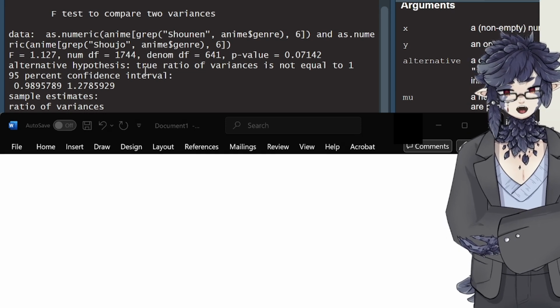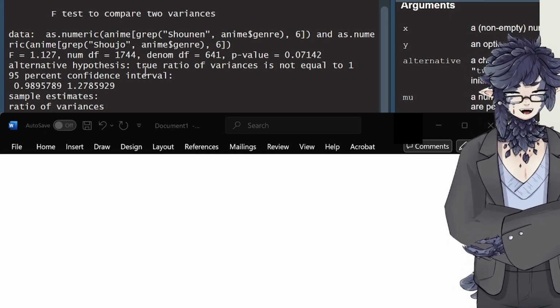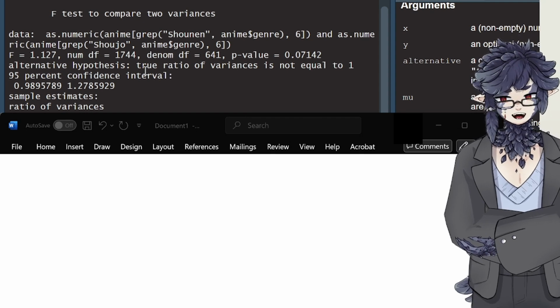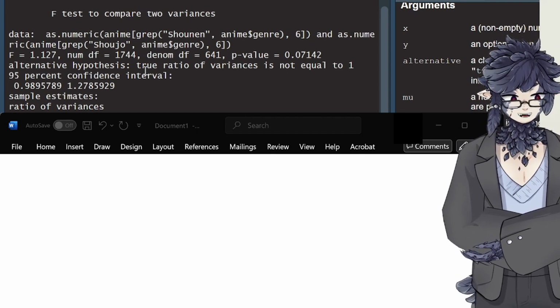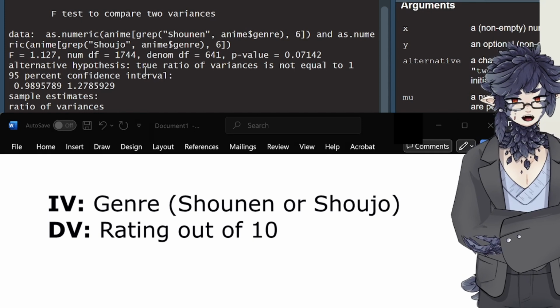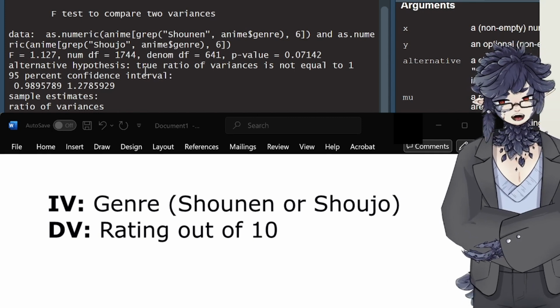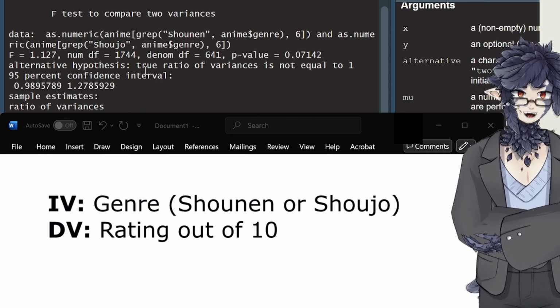And our dependent variable this time is member rating. In other words, on average, what rating out of 10 were my anime list members giving to this anime? So independent variable, genre, shonen or shoujo, dependent variable, rating of the quality of the anime out of 10.